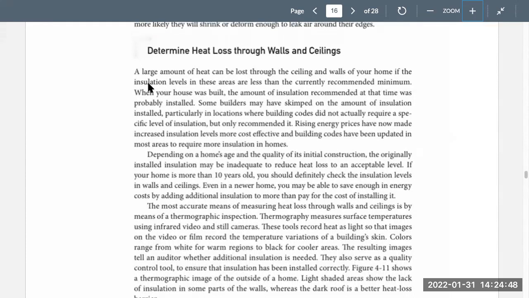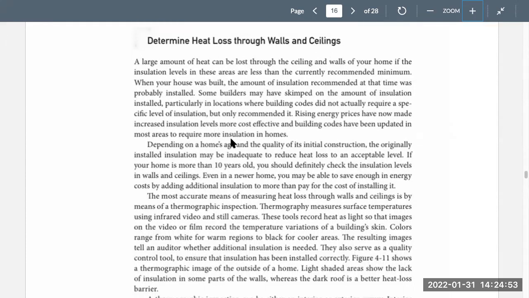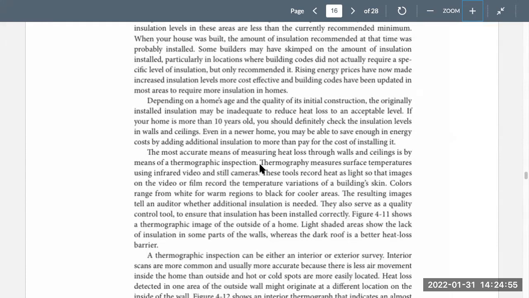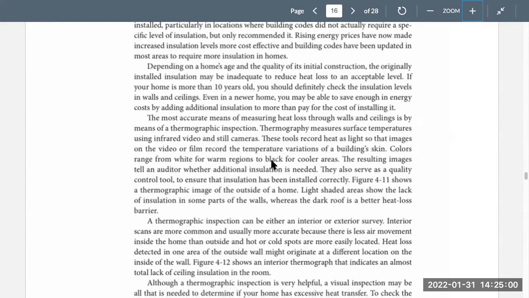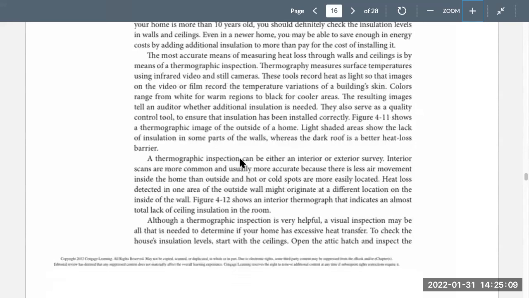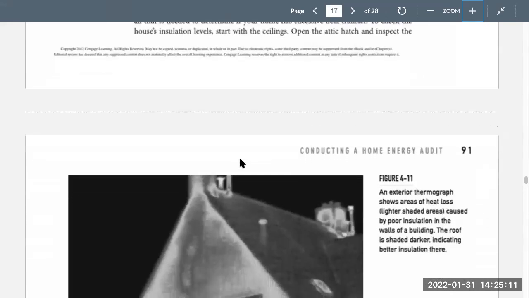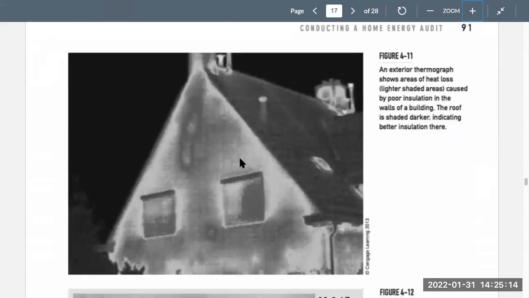Then they go in to talk about how to determine heat loss through walls and ceilings. They talk mainly about using a thermal camera. Thermal camera in this case is black areas are for cooler areas, white areas are for warm regions. So you can do a thermal camera in black and white, and they can show you a lot of different things. So if we were to go outside and use our thermal camera on this house, any area that's black is showing up as a colder area than something that's white.